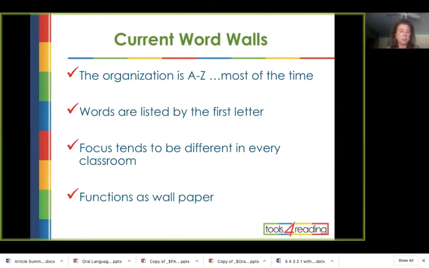That word wall has been posted, and it's all fine and good. But the idea that it's up there and we never reference it, it's not very helpful. So it's just functioning as wallpaper, as a decorative piece, not as an interactive teaching tool.